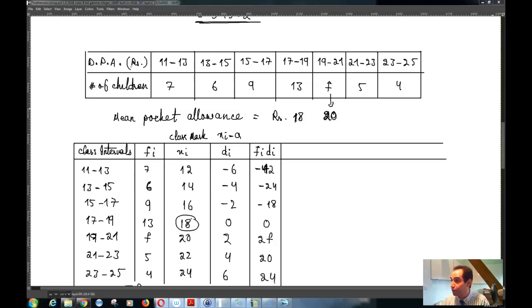Now the next thing that we have here is, let me see, what is left in this part. Okay, so in the next video we will talk about the mode of grouped data. So I'll see you in the next video.